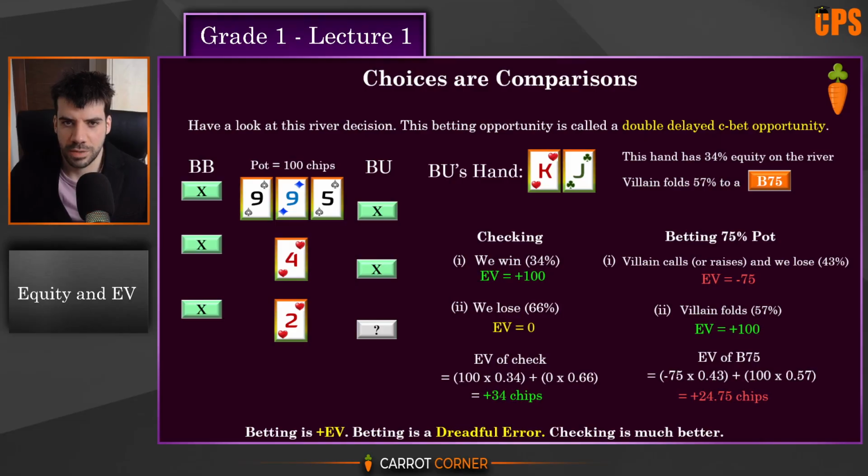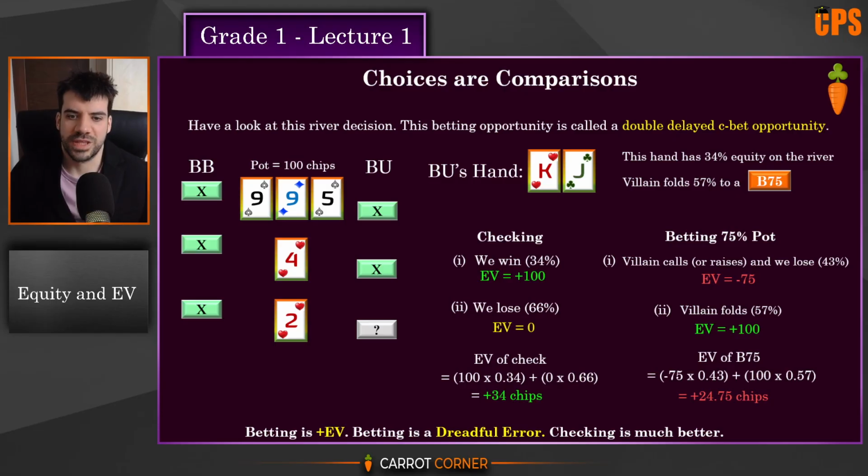Consider this though. Betting is plus EV. Betting is a dreadful error. Contradiction? Hopefully by now you're realizing that there is in fact no contradiction at all here. Any implied hypocrisy with this claim is absolutely imaginary. There's nothing wrong with me saying that betting is really profitable, but it's also a dreadful error. It would be really profitable for you to be given $100, but if you turn down $200 in order to take that $100, it would be a dreadful error.